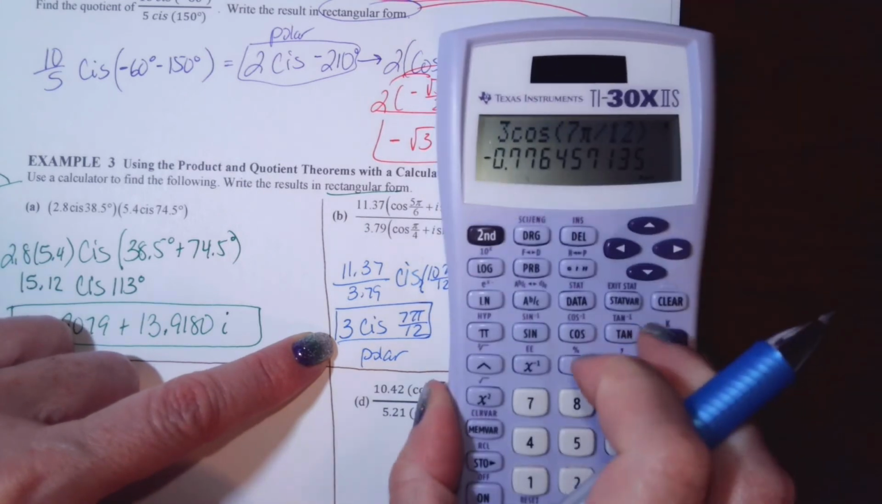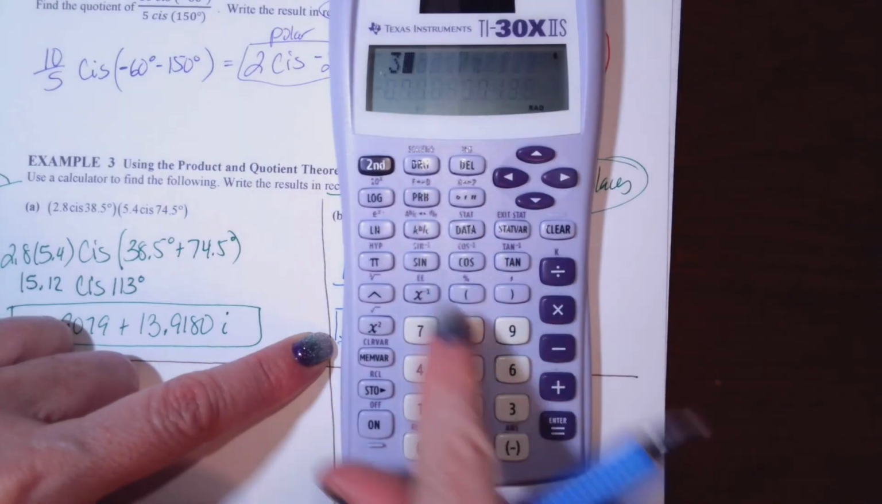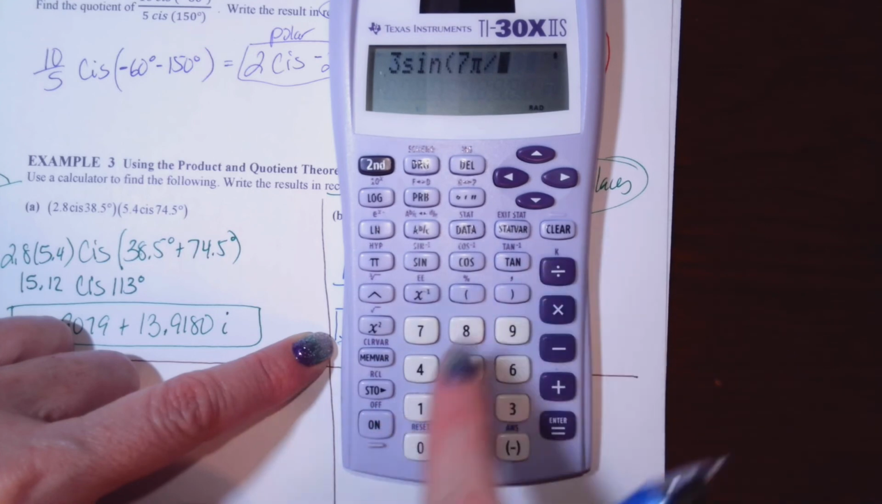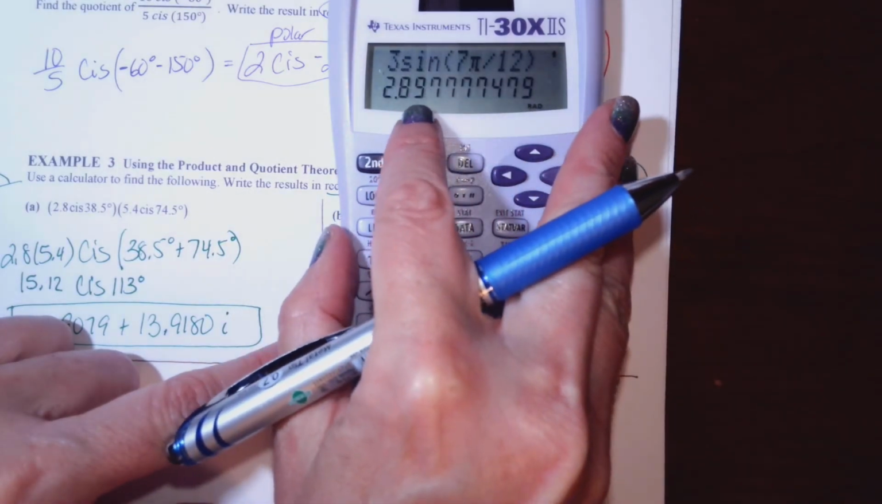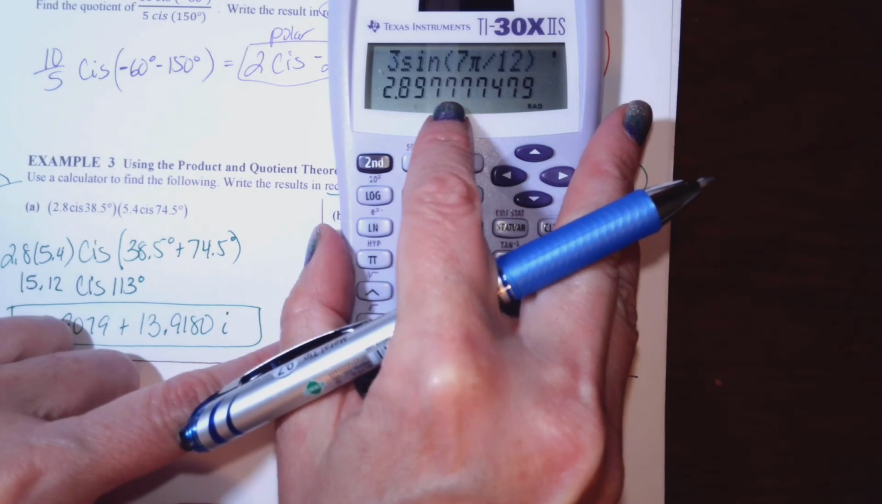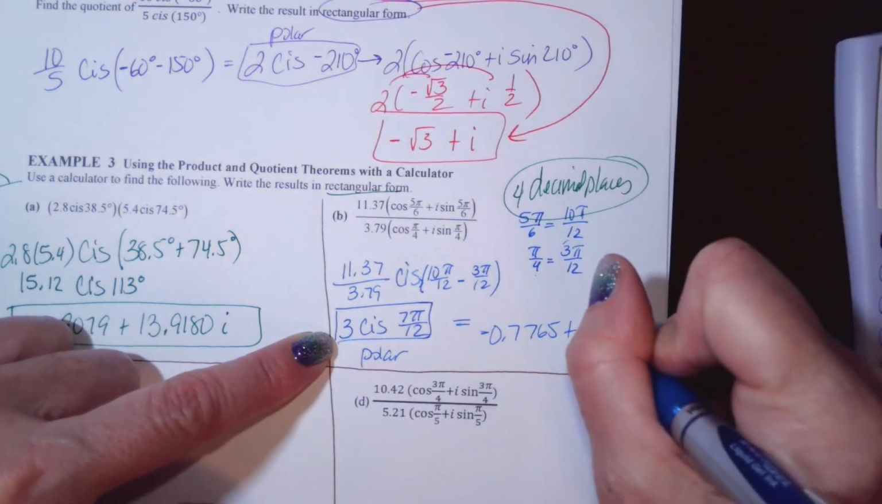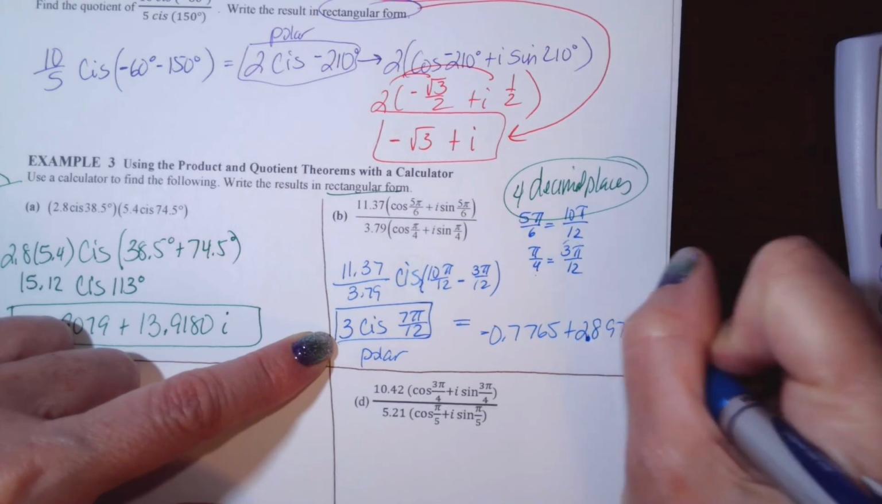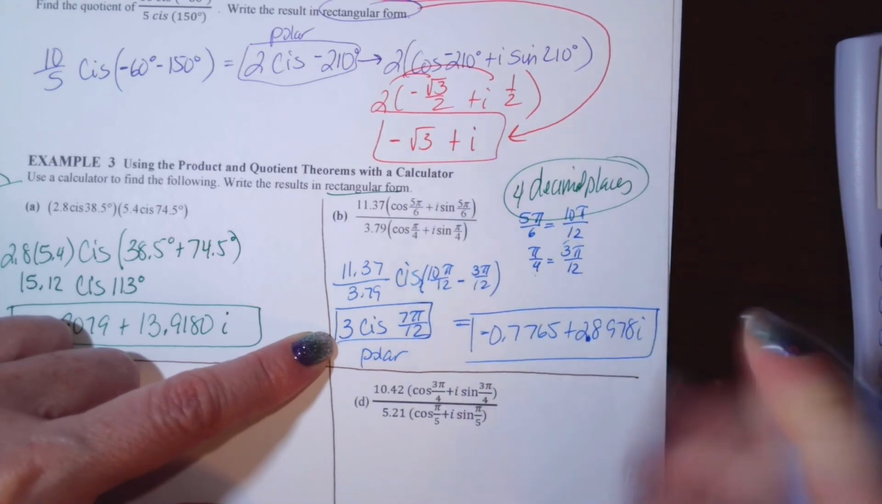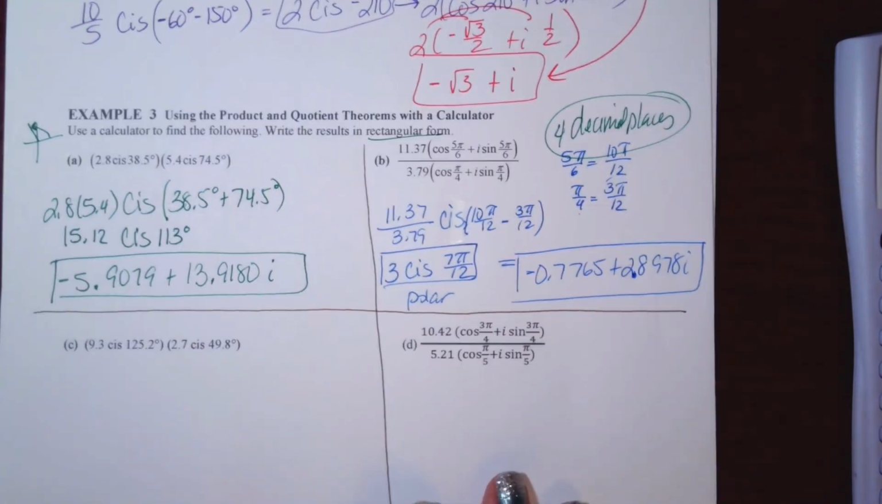My sine function value should be positive. So I'm going to have 3 times the sine of 7 pi 12th. And yep, it came out positive, rounding again to my 4th decimal place for consistency. So I've got 2.8978i. Don't leave off your I because that's my imaginary part of that number.